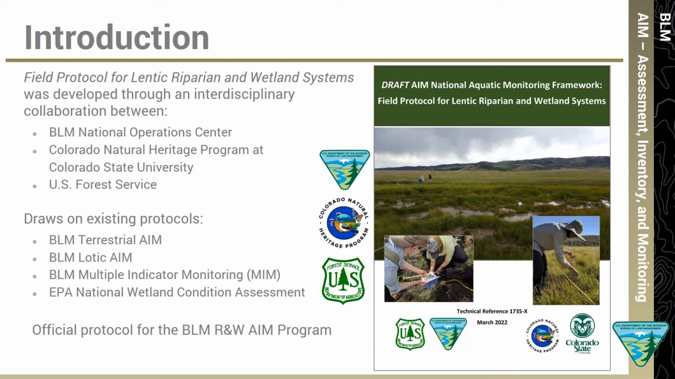The protocol draws on several existing protocols developed by the BLM and outside agencies, including the terrestrial and lotic AIM protocols, BLM's Multiple Indicator Monitoring, or MIM, and EPA's National Wetland Condition Assessment Protocol. This is the official protocol for the BLM Riparian and Wetland AIM program, and it joins the family of AIM technical resources.